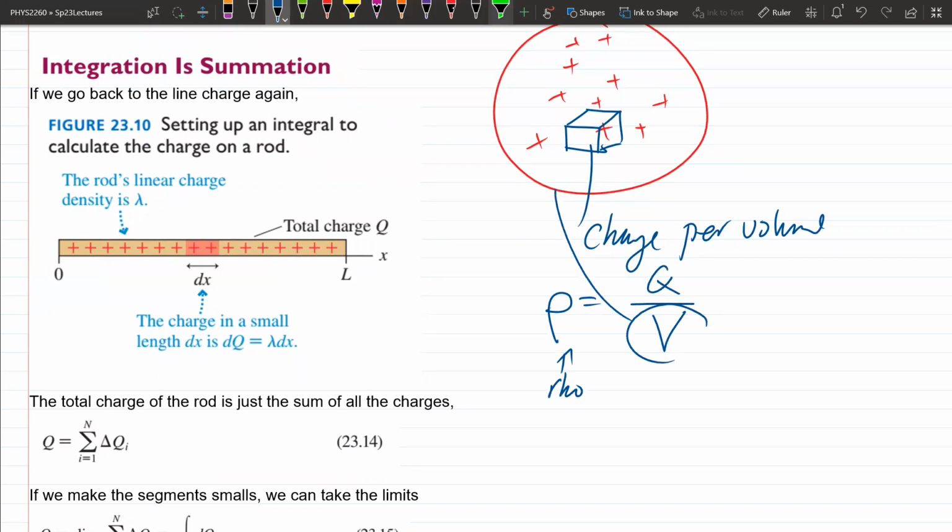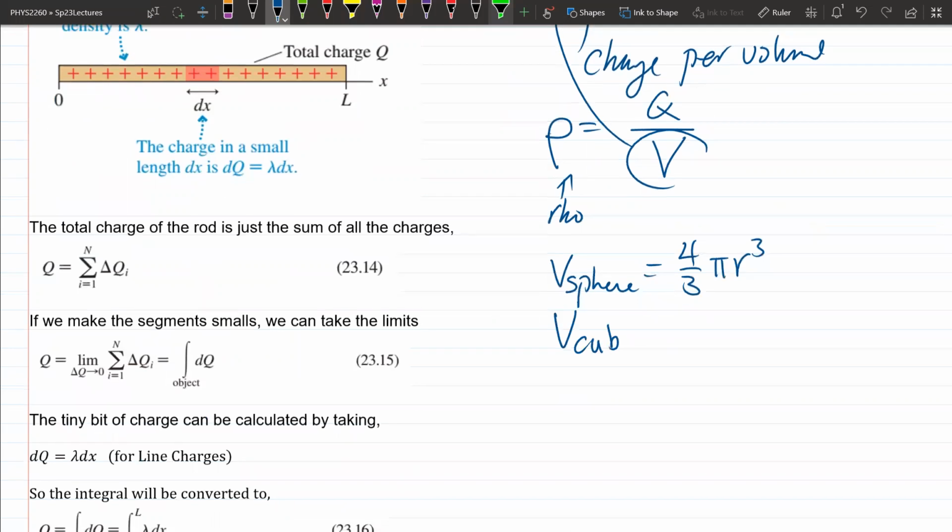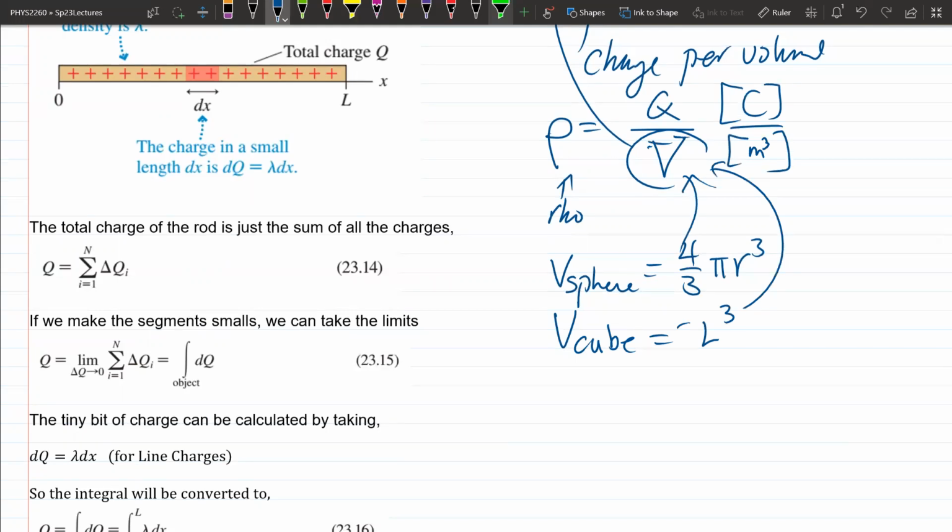And this is where it's kind of funky. If it's a sphere, then you have to know what the volume of a sphere is. The volume of a sphere is going to be 4/3 pi r cubed. But let's say you want to figure out the volume of just a cube. That's going to be the length to the third power, not squared. So depending on the shape that you're dealing with, you're going to have different volumes on the bottom. And of course, this will have units of coulombs per meter to what power now? Third power, yeah, exactly.